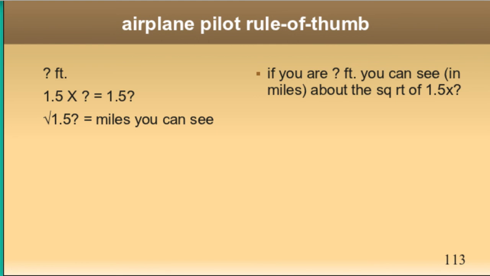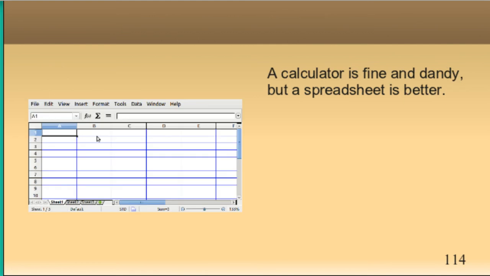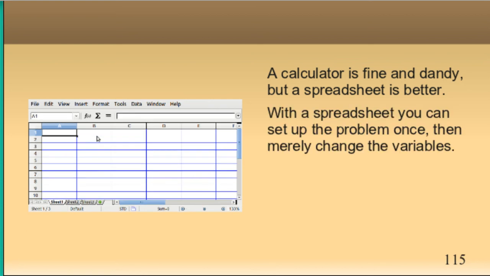It works every time, but it's not as good as the Pythagorean theorem. Engineers and airplane pilots are full of rules of thumb. They avoid mathematics whenever they possibly can. Well, a calculator is fine and dandy, but a spreadsheet is better. With spreadsheets, you can set up the problem once, then merely change the variables.